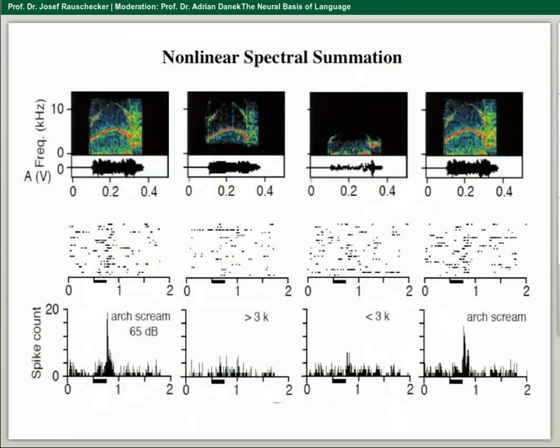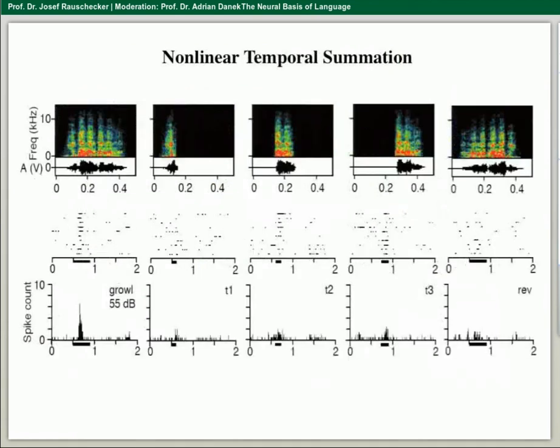They have to come together, and this is confirmed by putting the two pieces back together again, and the response is there like it was in the first place. We call this nonlinear spectral summation, a summation in the spectral or frequency domain. The same thing happens in the time domain. We have monkey calls that consist of different syllables, sort of like a word in spoken speech, and we get a nice response. You might notice it's not at the very end. So the cell recognizes the call already after maybe the third syllable.